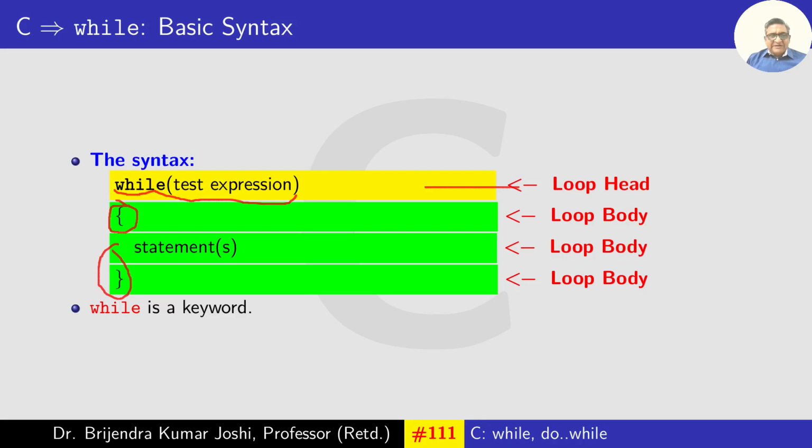Remember, I repeat, if you have to write only one statement as body of the loop, you need not enclose it within pair of braces. But if you have to write more than one statement, then it is essential to have pair of braces. So this is the loop body. Remember, while is a keyword. That means you can make use of while only the way it has been defined, or for only that purpose for which it has been defined.